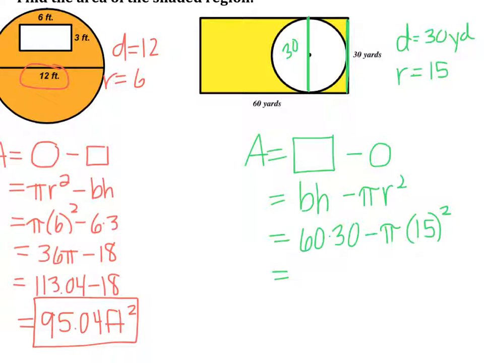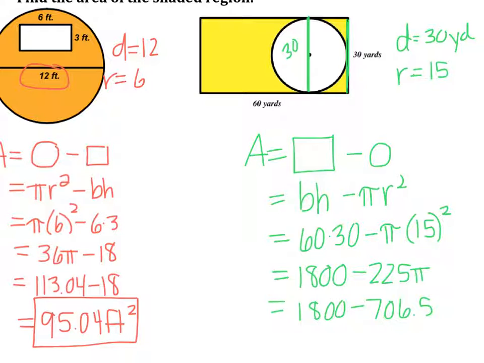So I have 60 times 30, to conquer first, 1800, minus 15 times 15, 225 pi, and then I have to continue with the pi part, so now I have to multiply by pi here. So 706.5. Now I'm going to subtract the two, 1800 take away 706.5, 1093.5 yards squared.